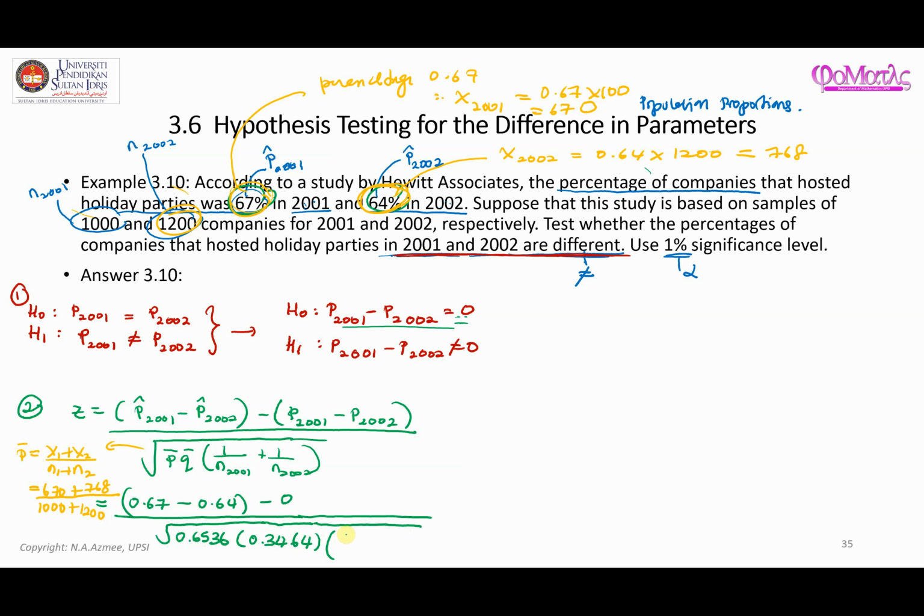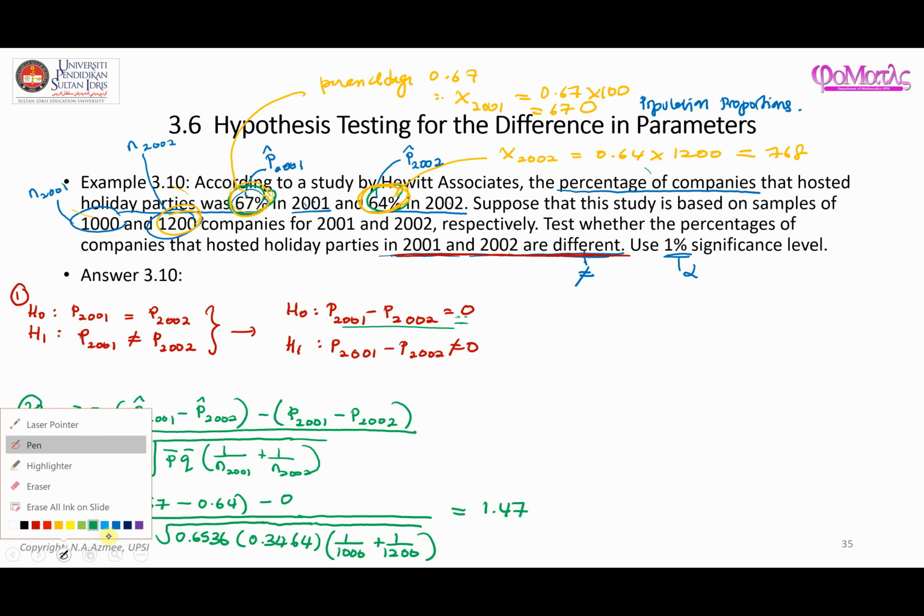And then here we have 1 over sample size is 1000 plus 1 over 1200. Okay, and based on this, you will be able to get the test statistic is 1.47. So that's the test statistic.